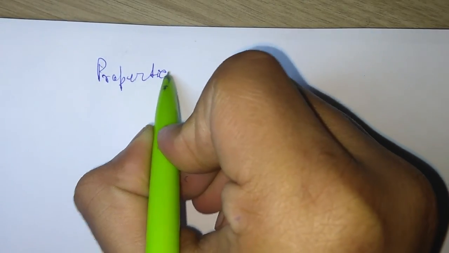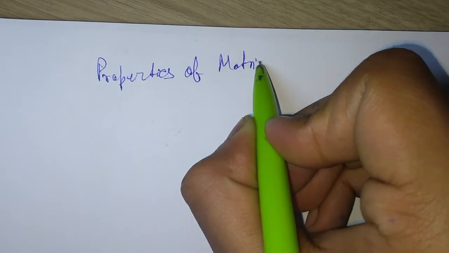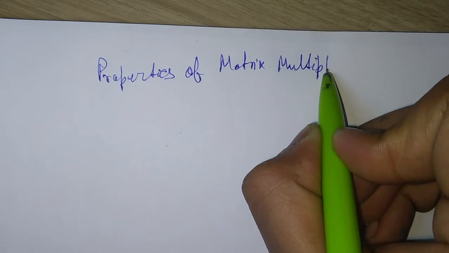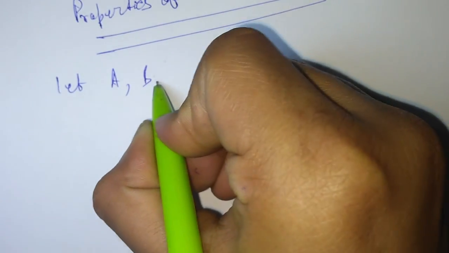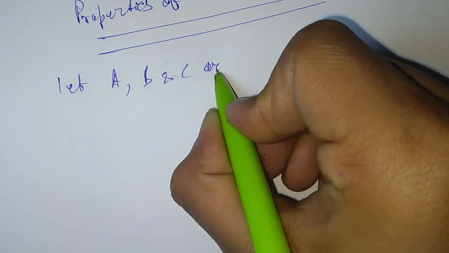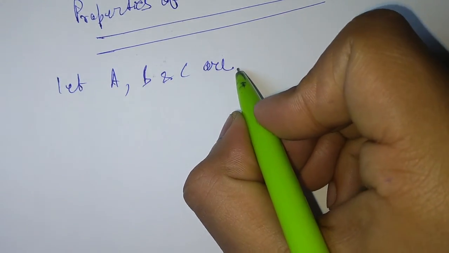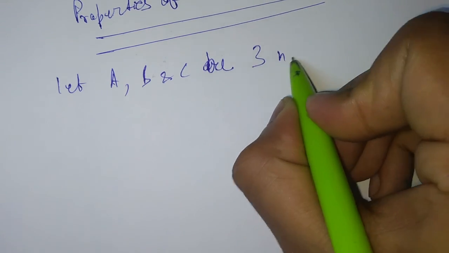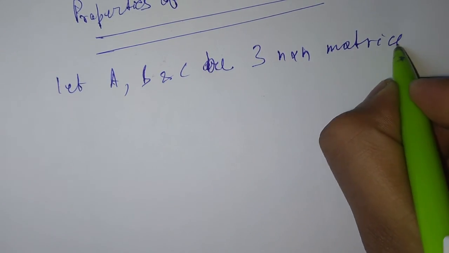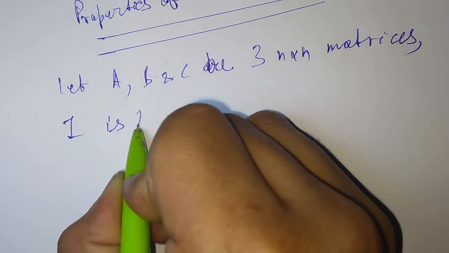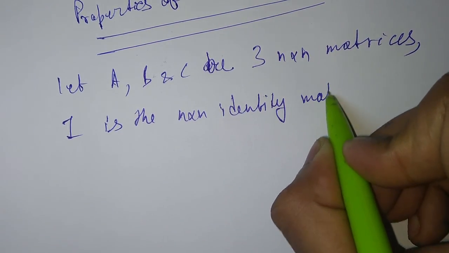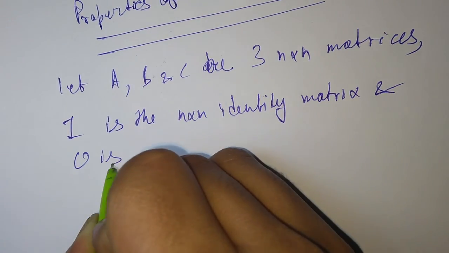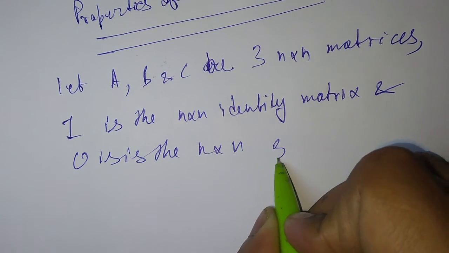Properties of matrix multiplication. Let A, B and C be three n by n matrices, I is the n by n identity matrix and O is the n by n zero matrix.